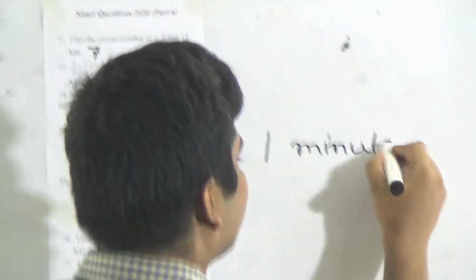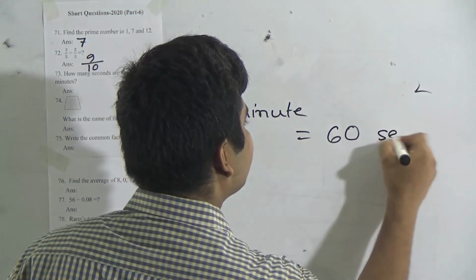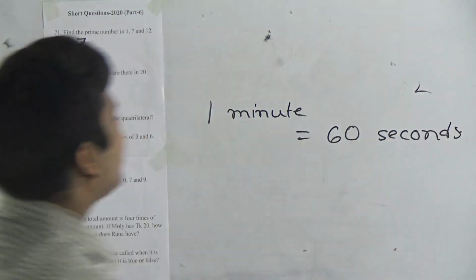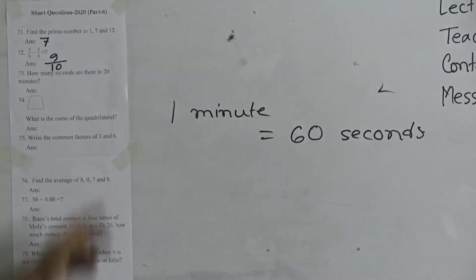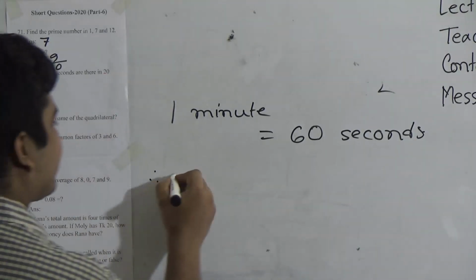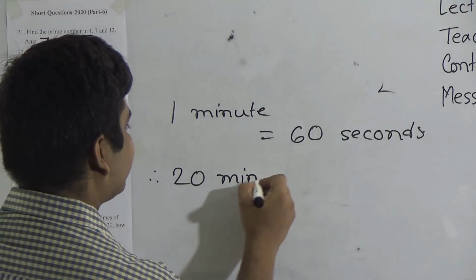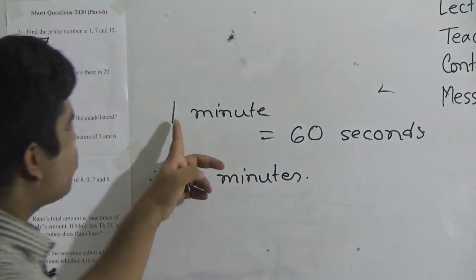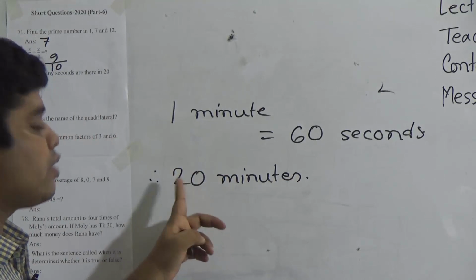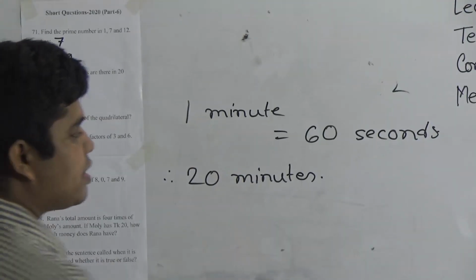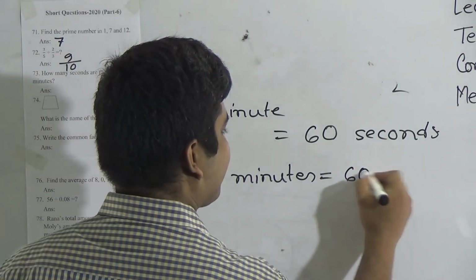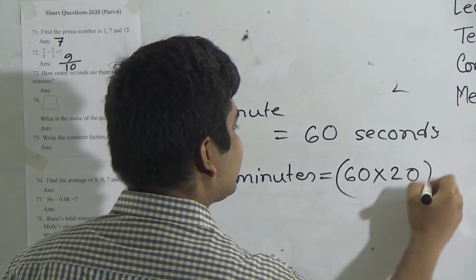Right, 1 minute equals 60 seconds. Okay, now 1 minute equals 60 seconds. So 20 minutes equals how many seconds? 20 minutes equals, as 1 is less than 20 and 20 is greater than 1, for this reason multiplication will happen. 60 multiplied by 20 seconds.